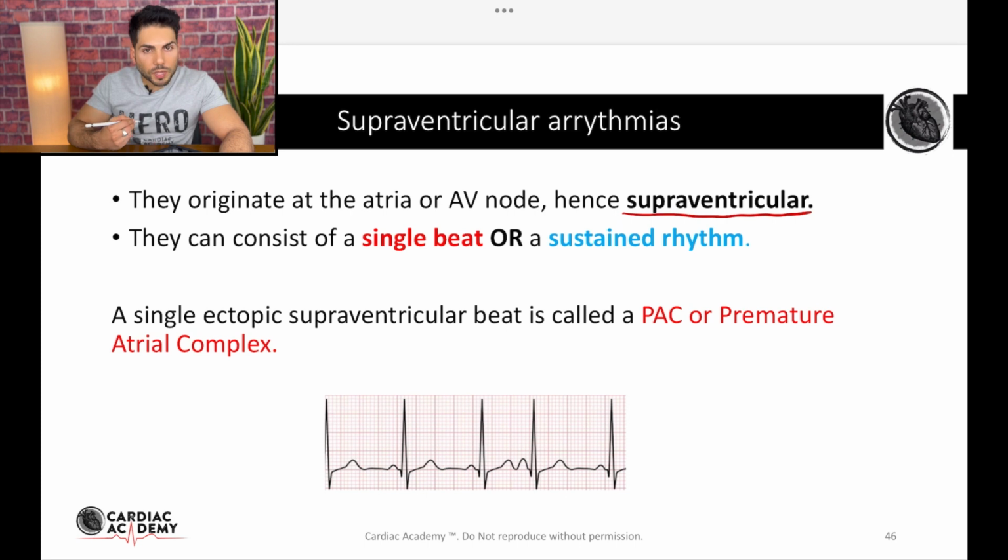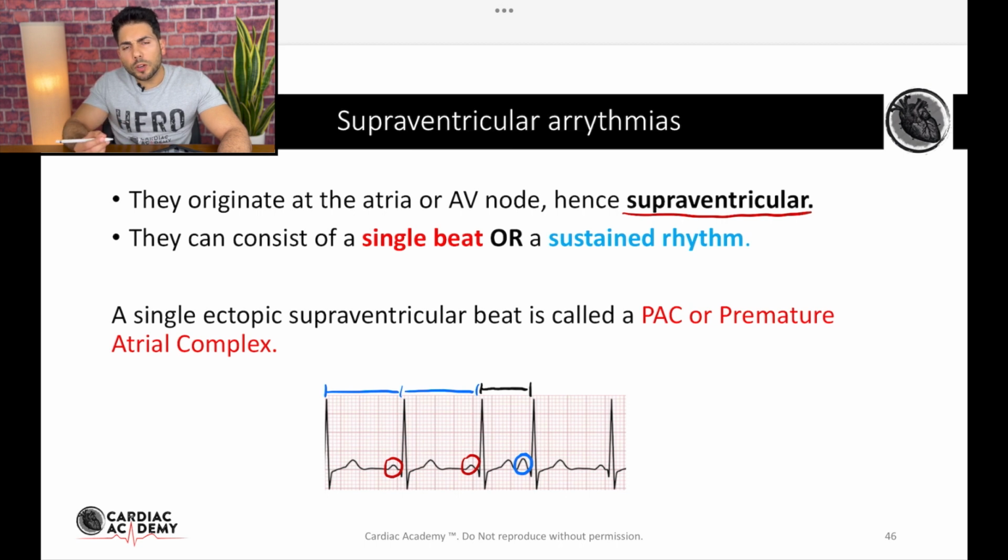So in this rhythm strip that we have here, we can see that we have normal P waves, and we can see that the rhythm is regular. And all of a sudden, we have a new P wave with a different morphology than the previous ones. And in addition to that, we see that the rhythm becomes irregular because it becomes faster. So the reason we are seeing a P wave with a different morphology than the previous one is because these P waves are originating from somewhere else.